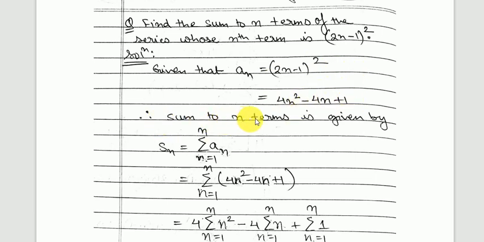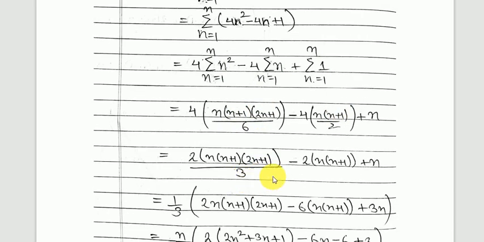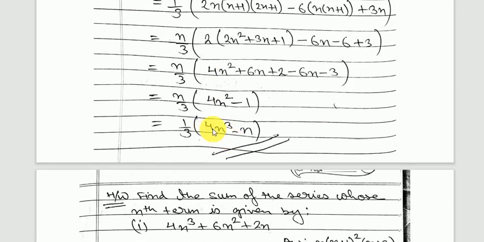Therefore sum to n terms is given by this. You have to find the sum for n terms. So that means you have to find Sn. So it will be written as summation of an, means summation of n terms, a1, a2, a3, up to an. So summation of an, where n starts from 1 and goes up to n. You know an is nothing but this, 4n square minus 4n plus 1. So simply write this, then open this summation, and you get this. These values you know, simply put these values, simplify it, and at the end you will get the answer.